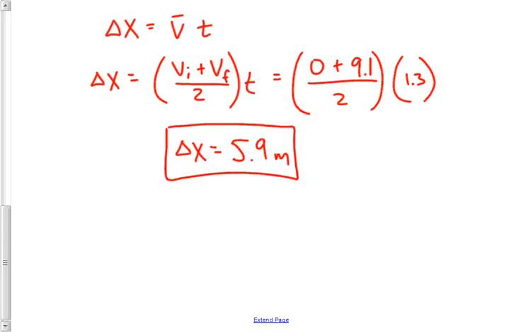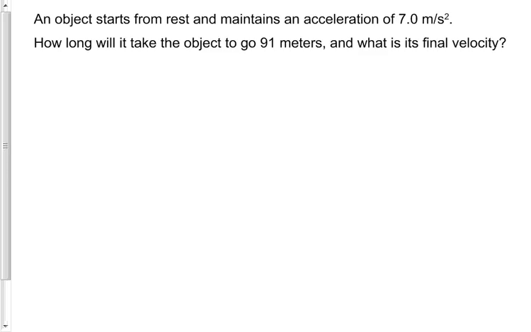Many, many ways to do these problems. Let's look at another one. An object starts from rest, there's another hidden given right there, and maintains an acceleration of 7.0 meters per second squared, the same acceleration as last time. Now if I want to know how long it will take the object to go 91 meters, there's another given right there, and I'm also looking for the final velocity.